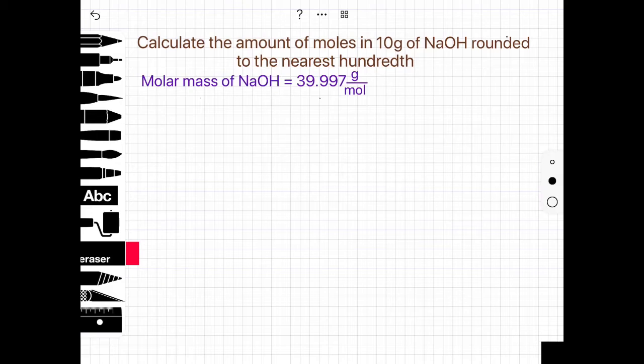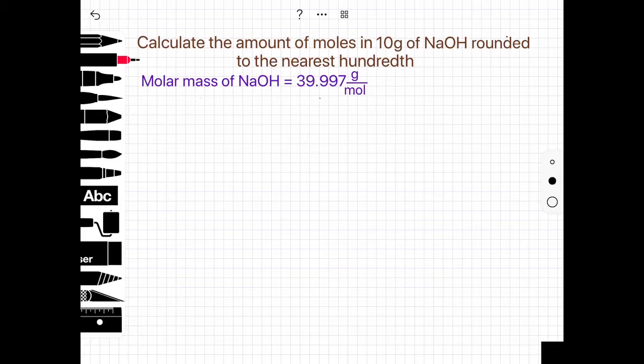Okay, so I will read this example right now. It says: calculate the amount of moles in 10 grams of sodium hydroxide, rounded to the nearest hundredth. To begin, the molar mass of sodium hydroxide is 39.997 grams per mole. So we will change the 10 grams into moles using the molar mass.